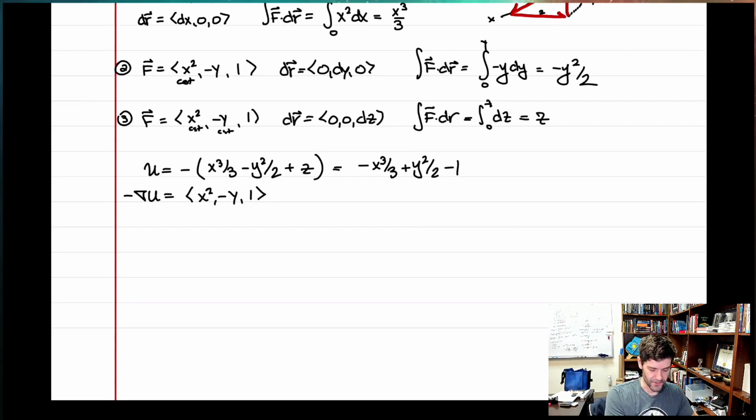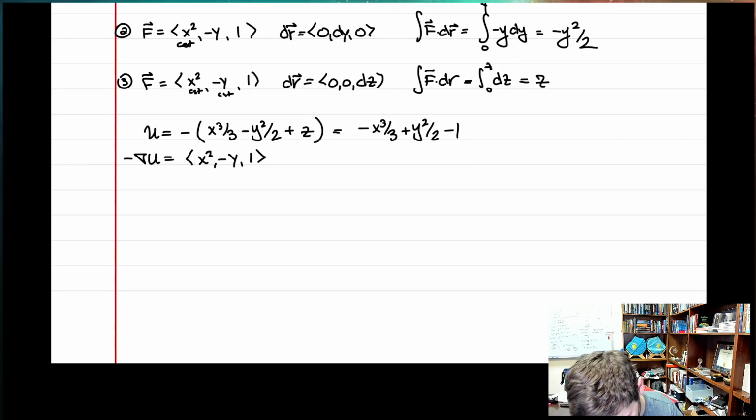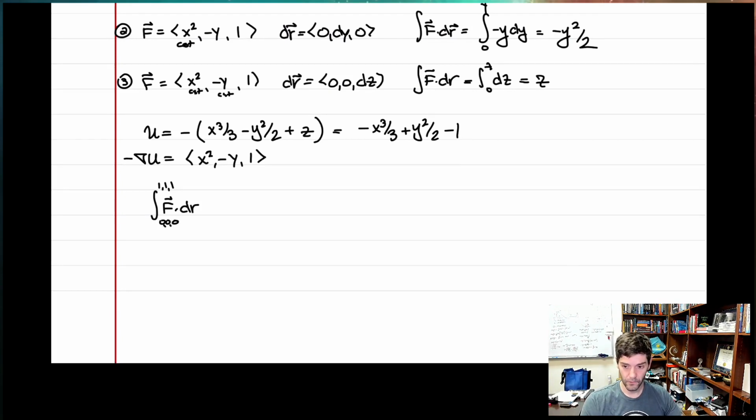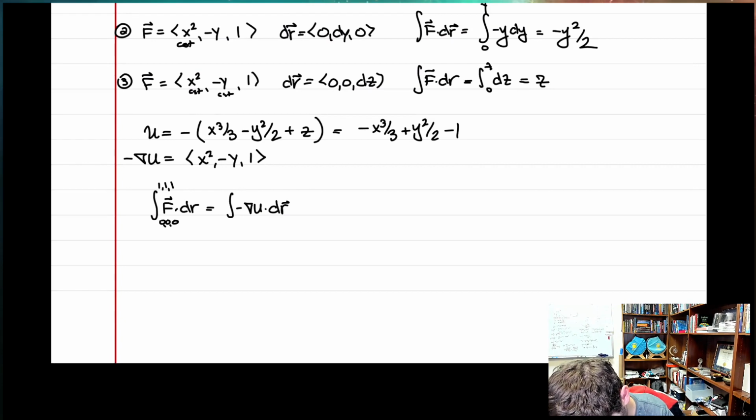If I then gave you start at the origin and you go out to 1, 1, 1, you could easily evaluate the work that's being done there. Right? The work of this force going from 0, 0, 0 to 1, 1, 1, well, you could, again, do this line integral brute force way, or you could realize that since this force is the negative of a potential energy function, this then is going to be negative U evaluated at 1, 1, 1, minus U evaluated at 0, 0, 0.